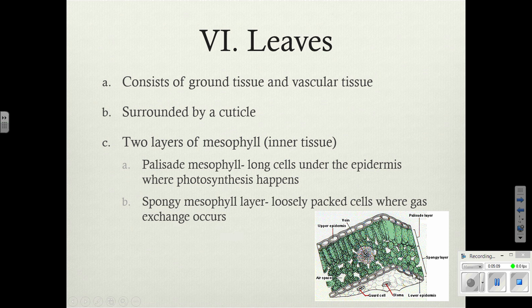The spongy mesophyll is the layer right under it. It literally looks like a sponge. There are lots of little open spaces where gas can come in, and we actually exchange gases through those little stomata on the underside of the leaf. So that's where the gases are coming in to allow us to do photosynthesis in that layer above it.